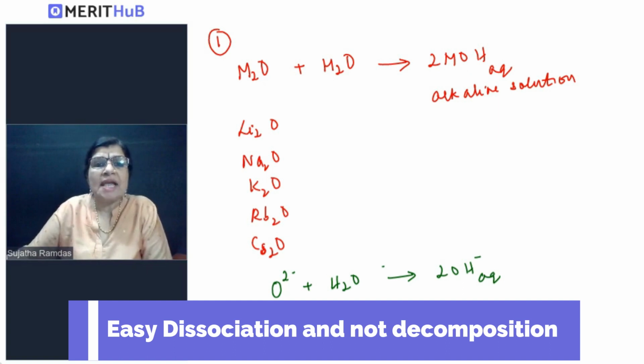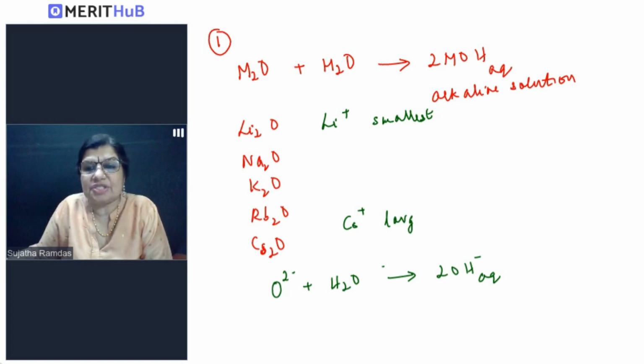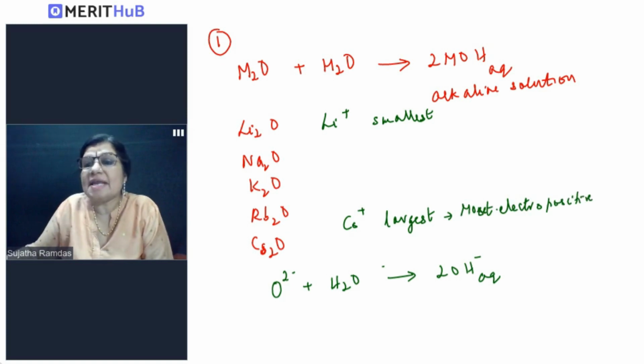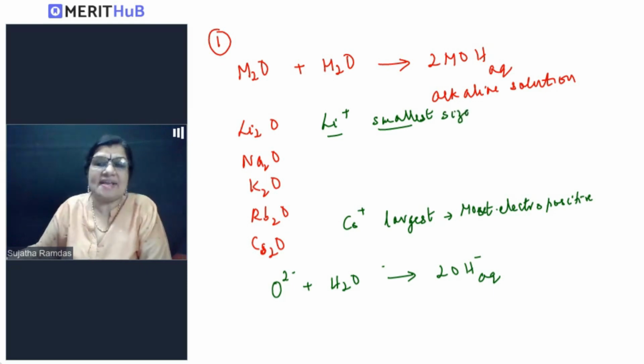All right, so that is what we have to find out: which amongst these group 1 metal oxides undergo easy decomposition. We know that the size of lithium ion is the smallest, and the size of cesium ion is the largest. So cesium ion, being the largest, is referred to as the most electropositive, most number of shells, and therefore can easily lose one electron. Most electropositive, whereas lithium ion will be the least electropositive. Now, because of the smallest size, we can apply Fajan's rule here.